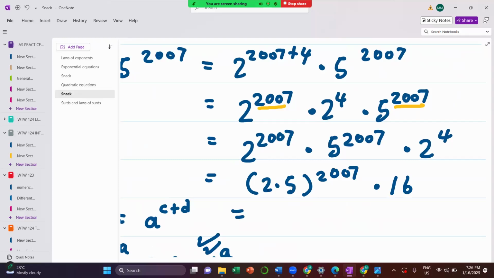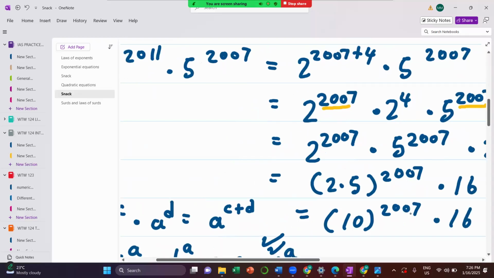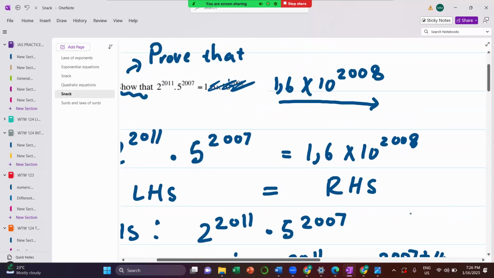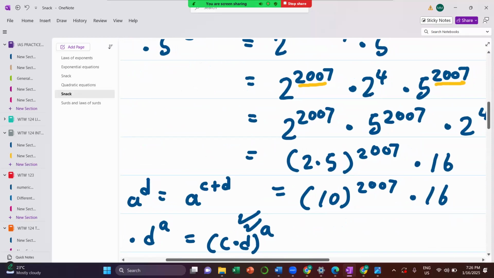Yes. So I know 2 times 5 is just 10. I have 10 to the exponent of what? 2007 times 16. But look, they said I must have 1.6 multiplied by 10 to the exponent 2008. But here I have a 10 to the exponent 2007 and I have a 16, not a 1.6.